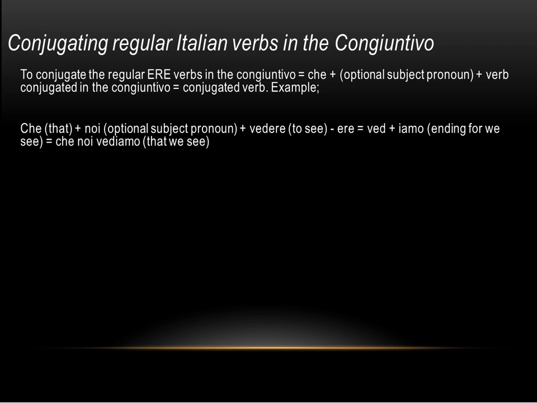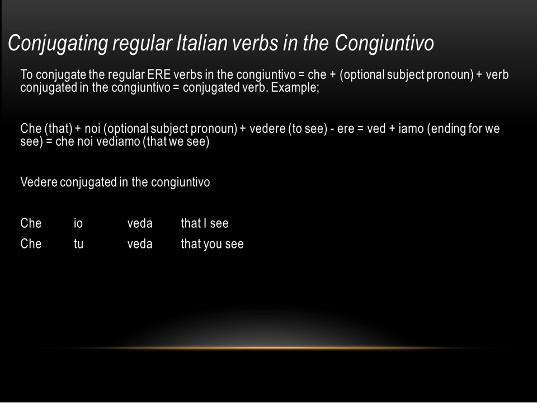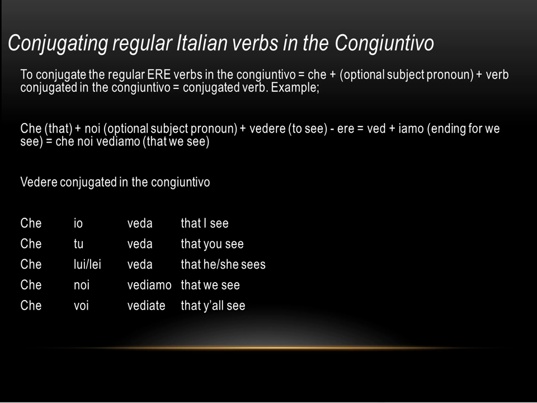Or che plus noi, optional subject pronoun, plus vedere, to see, minus ere equals ved, plus iamo, ending for we: che noi vediamo, that we see. Vedere, conjugated in the congiuntivo, is che io veda, that I see. Che tu veda, that you see. Che lui/lei veda, that he or she sees. Che noi vediamo, that we see. Che voi vediate, that y'all see. And che loro vedano, that they see.